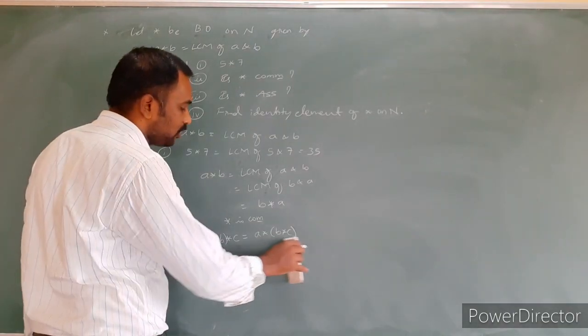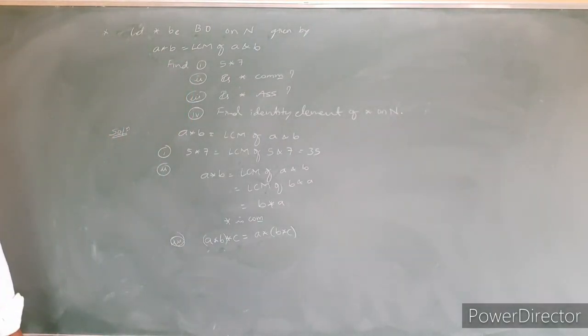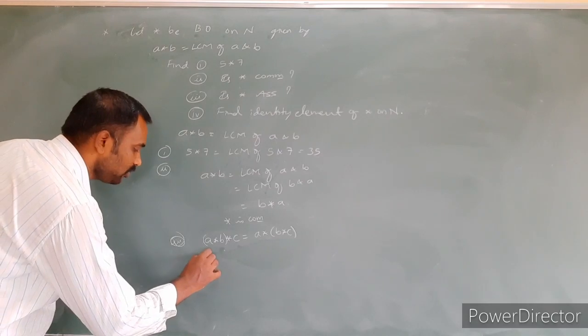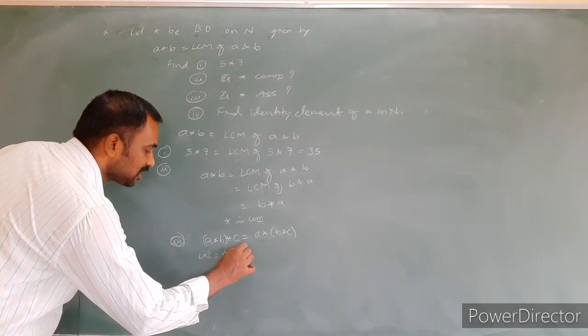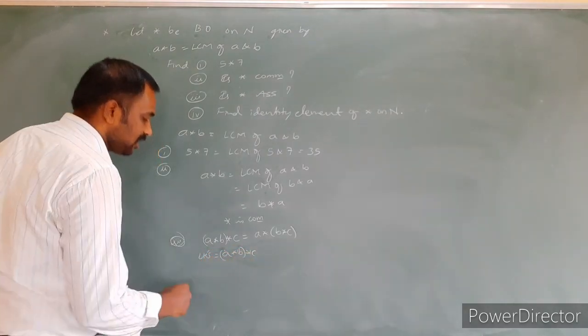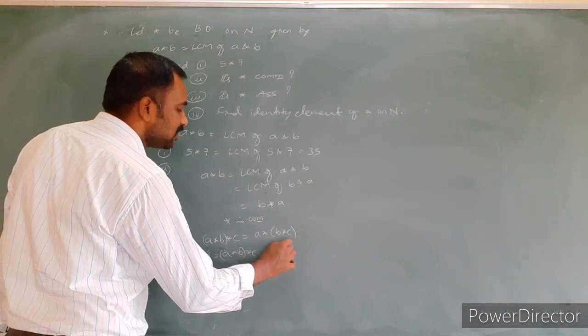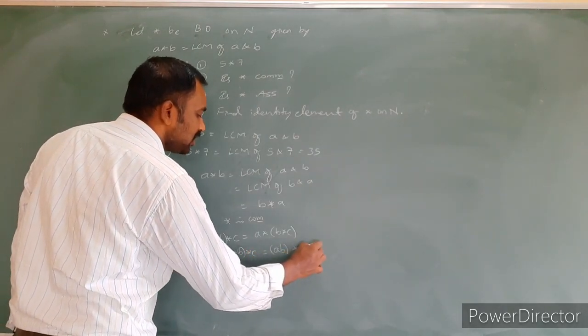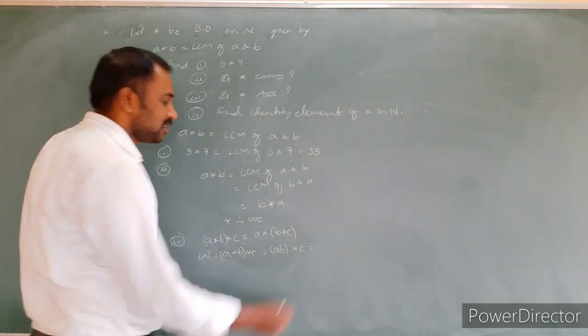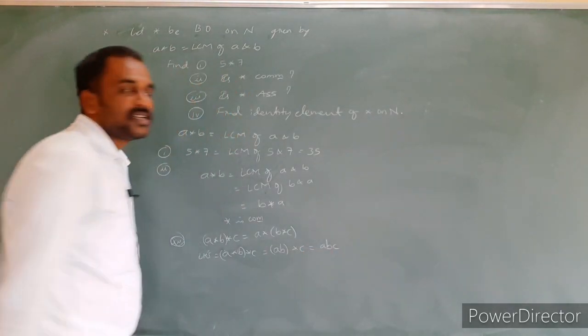Obviously, it is true for all numbers. What do you say about the LHS? LHS means A star B star C. LCM of A and B is AB, star C, LCM of AB and C, that we can write as ABC.